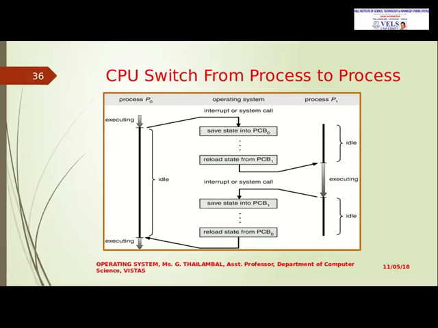And after everything is over, when process P1 needs to be executed, the state information of PCB1, which is for process P1, will be reloaded again, and it starts executing. That's why you are seeing an executing state for process P1. And when some interrupt or system call happens for process P1, again the state of process P1 will be stored in the PCB, and after that if P0 needs to be executed, the state of P0 will be reloaded and it starts executing. So whenever the process is not in executing state, it will be in an idle state.